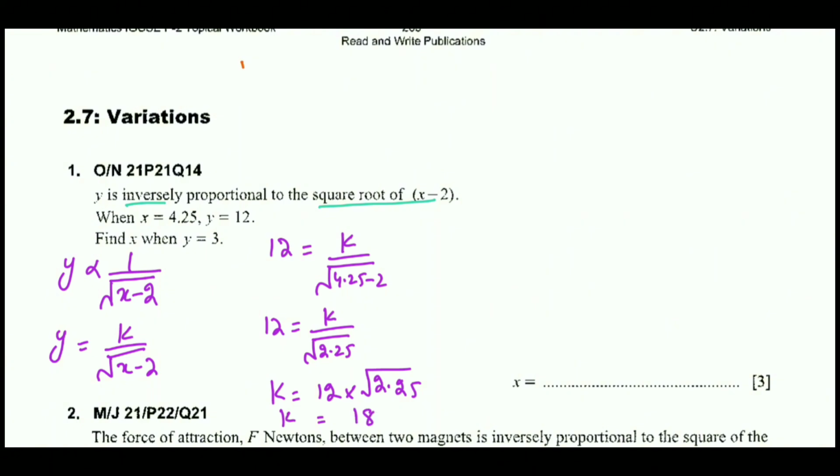So now what do we have to find? We have to find x when y is equal to 3. Now we will use y is equal to 3 and k is equal to 18 and put these values in the main equation, in the same equation. This is the main equation.